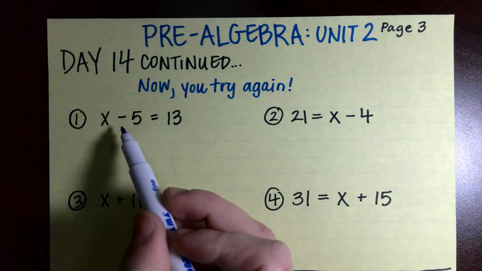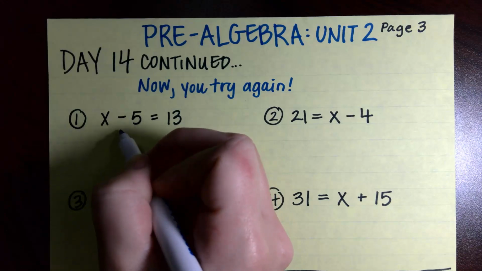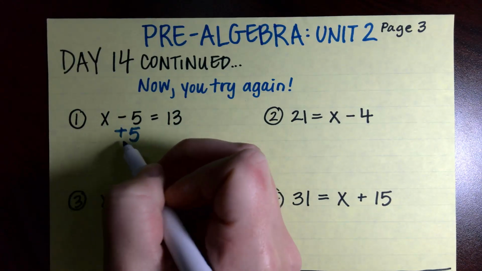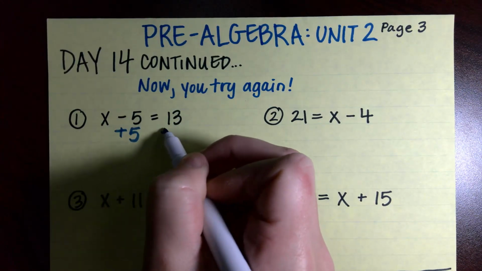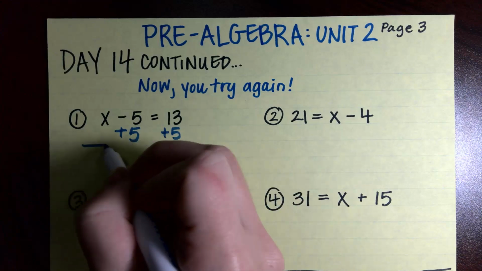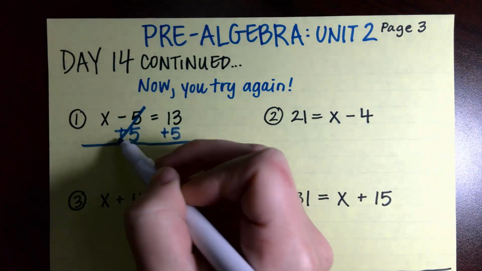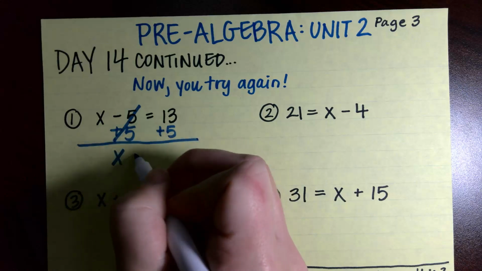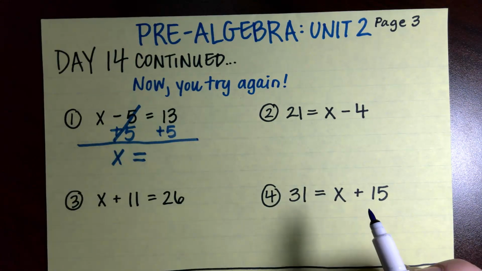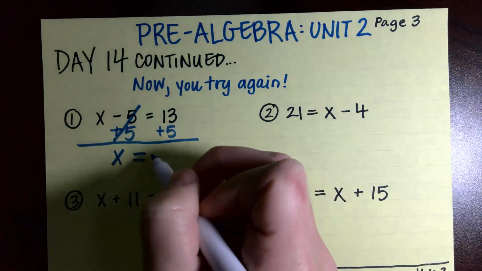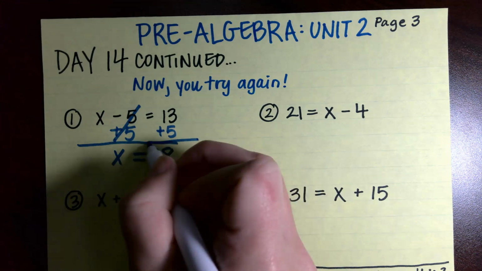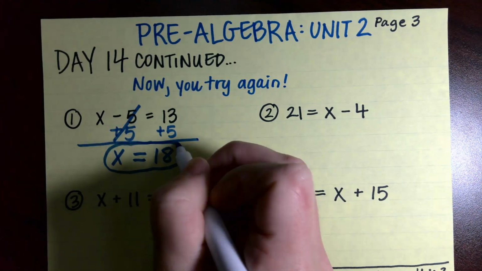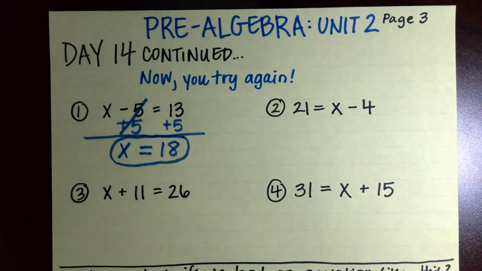Yes, we need to add 5 to both sides. When we add 5 to a minus 5, those 5s are going to cancel. All right, now we can bring down x equals, what is 13 plus 5? 18. Perfect.